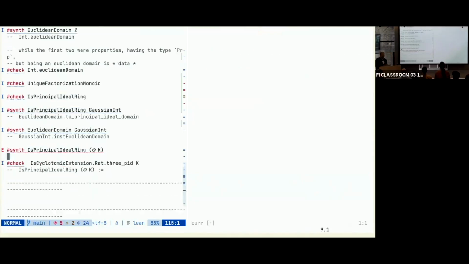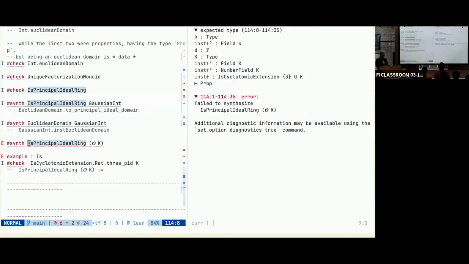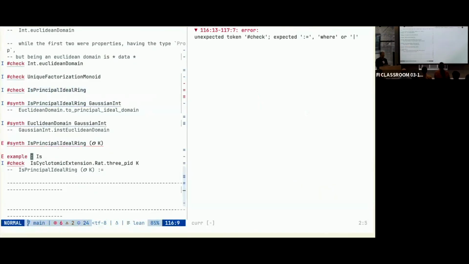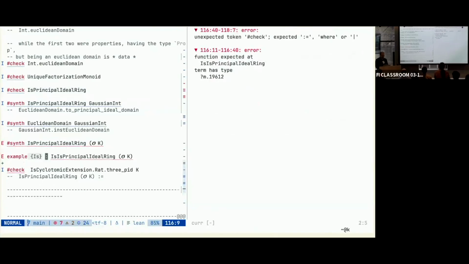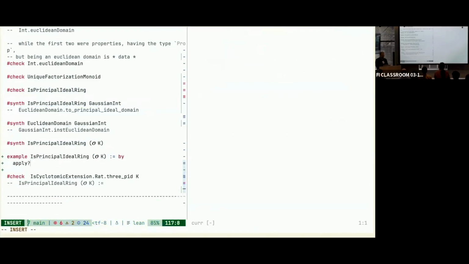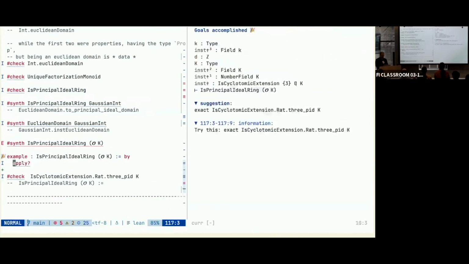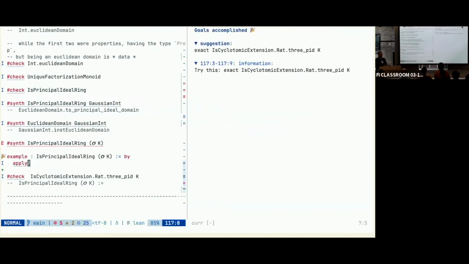So if I try to do this, is principal, and if I do this with a colon after example, it found it. So when I asked this, Lean said, okay, you want me to browse the library and find something like that? I can do it for you. And it's relatively fast. I mean, it's amazing.